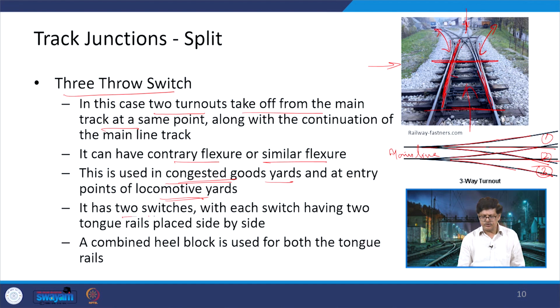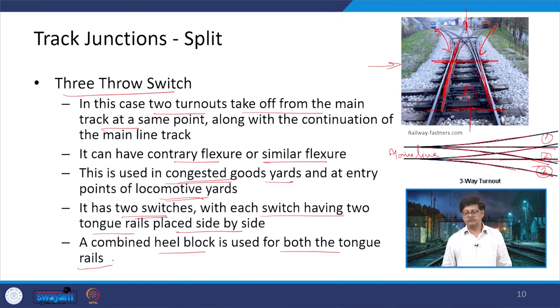It has two switches, with each switch having two tongue rails placed side by side, and a combination heel block is used for both the tongue rails, because now you need to have a further movement. Therefore, there is one here and another. This is how the two switch conditions will be created at the same location.